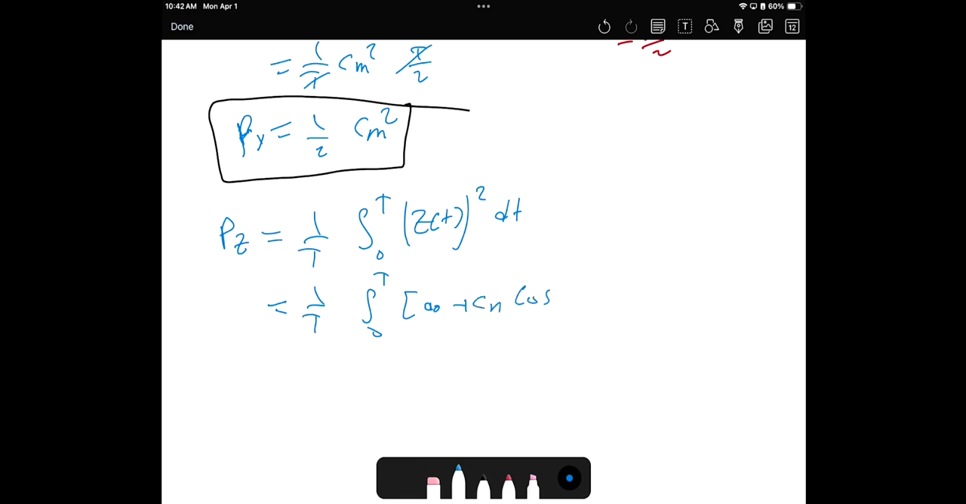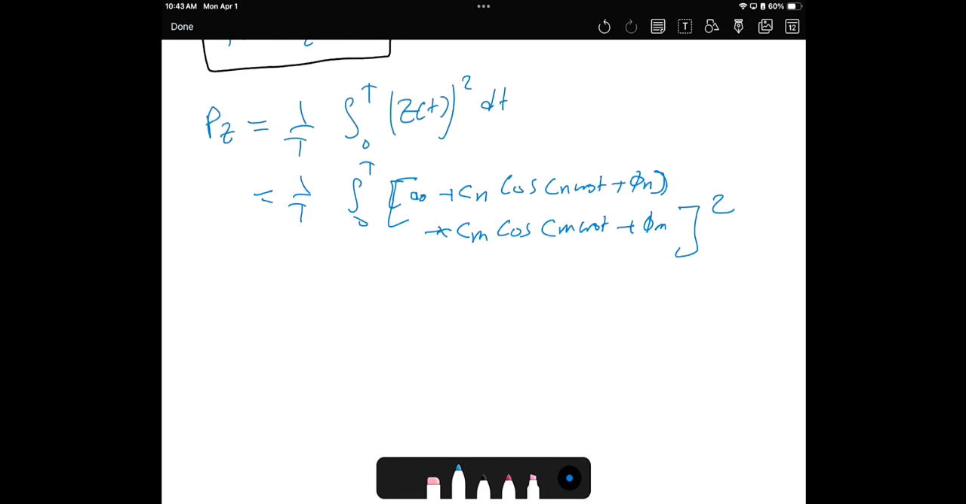z of t is a naught plus Cn cosine n omega naught t plus Vn, plus Cm cosine m omega naught t plus Vm, all of it squared. So we need to do that. Let's do the square first, then we can get the answer. How to do the square of this? 1 over T, the integral from 0 to T.